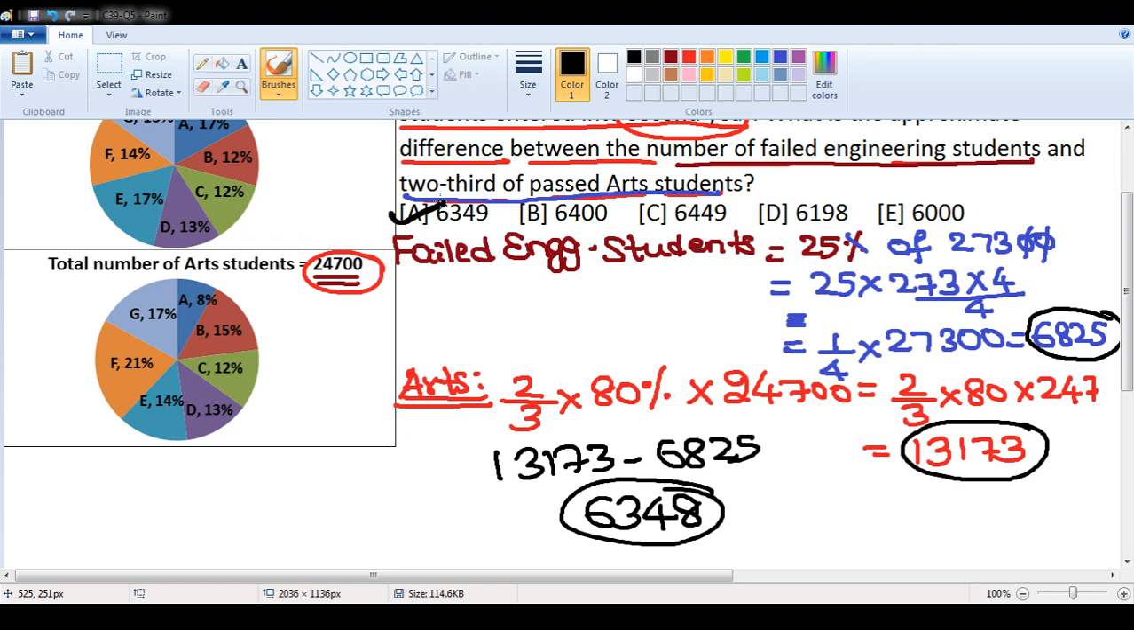I hope the idea is clear. Whenever they are asking you for the exact value, which is also termed as difference in this question, I should not make use of my fractional values. I should make use of my original values.